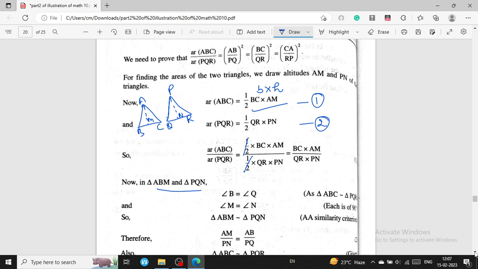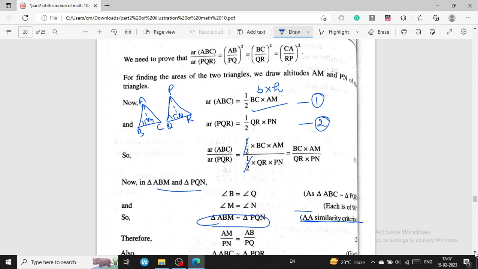We can prove it by the angle similarity criteria, because in both triangles, angle B is equal to angle Q and angle M is equal to angle N. Both are equal to 90 degrees, and according to the AA similarity criteria, both are similar.